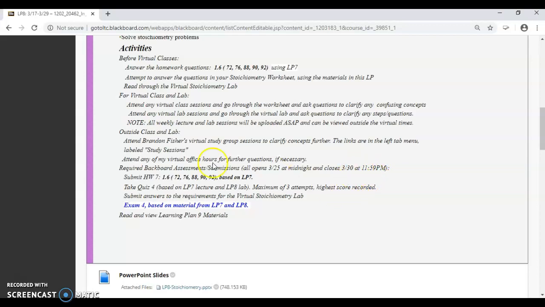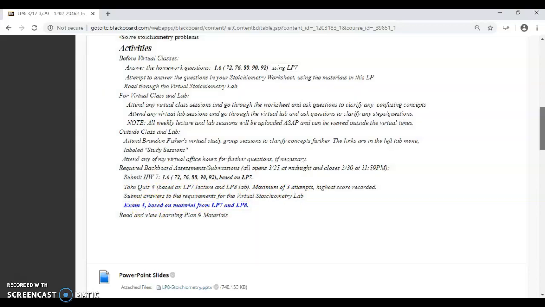FYI, if you're going to be performing all of these 4 things individually, since there's no longer a lot of group components, make sure that you give yourself a lot of time. Do not wait until 11 o'clock to try to do all 4 at once, because nothing good is going to happen out of that attempt. All right, so you need to submit homework 7, obviously. Take quiz 4. There are questions on the virtual stoichiometry lab, and the big thing is the exam 4, which is 30 points.